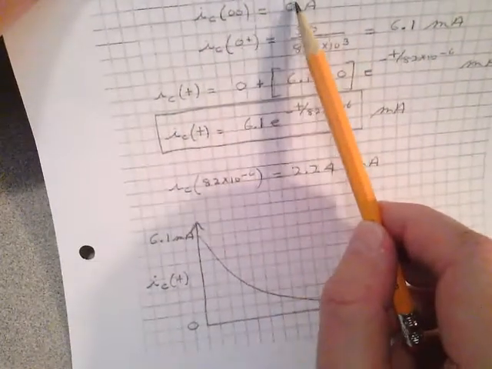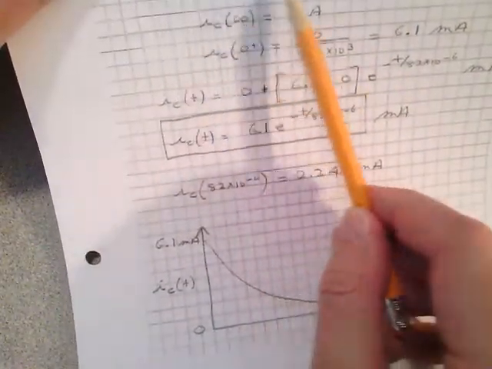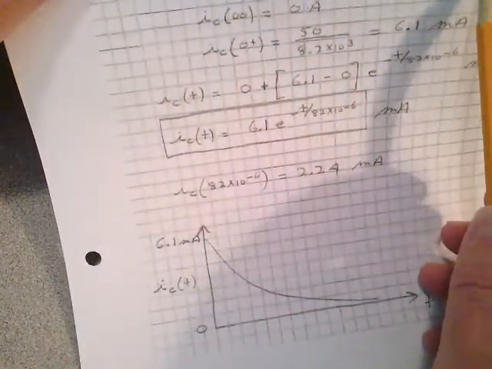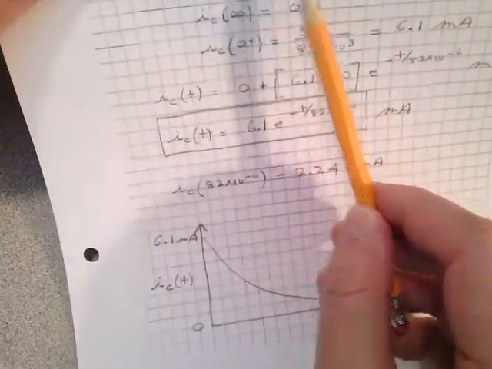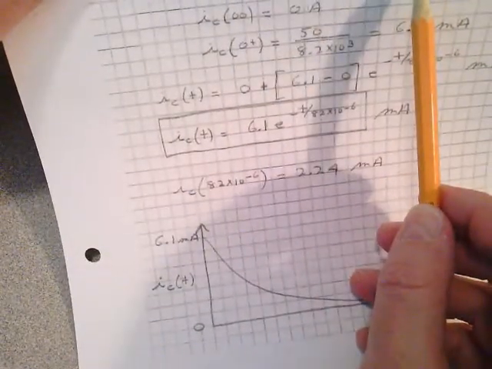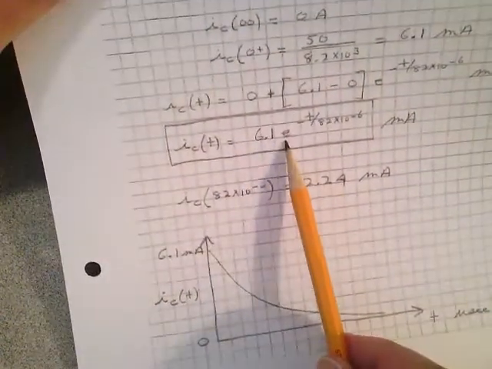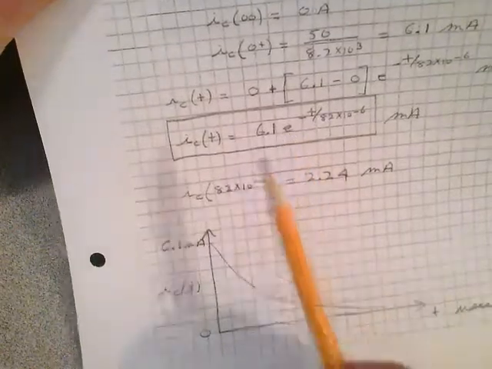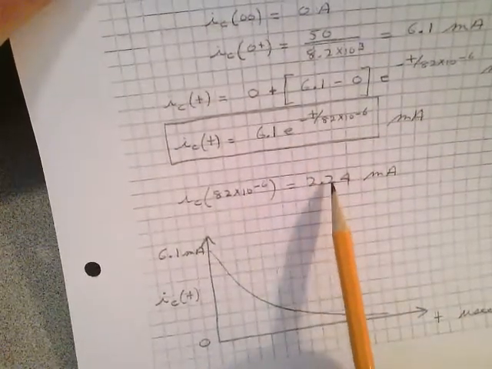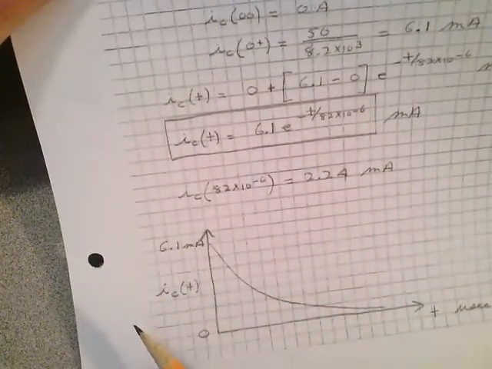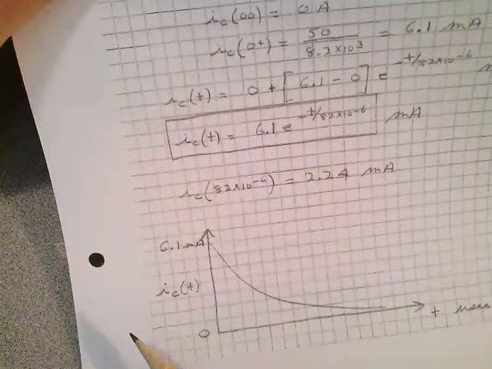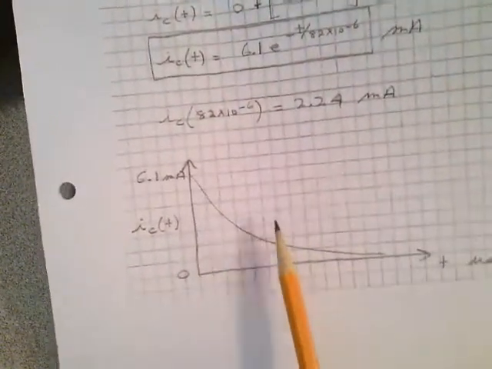So I'm just placing these two values here in this equation for current now. Final value, initial value, final value. And I get that expression. And I evaluated at 82 microseconds, I get 2.24 milliamps. You could probably see that the current's going to look like this.